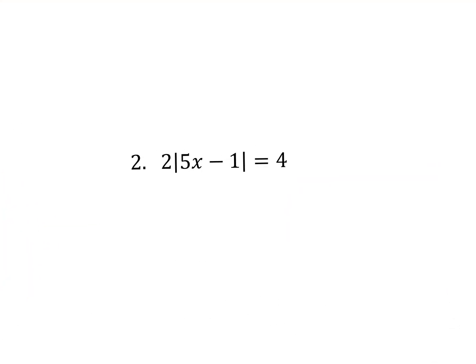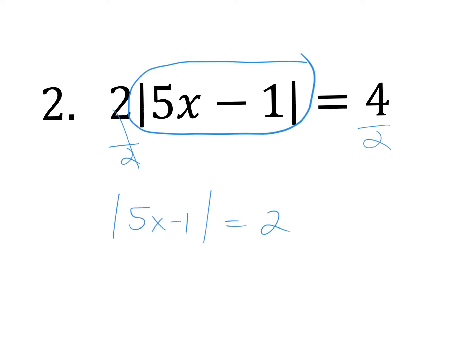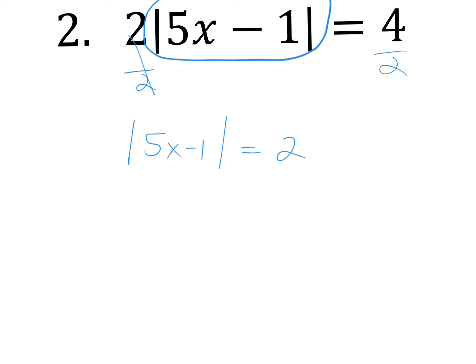Again, we want to isolate your absolute value. What do I have to do to get the absolute value all by itself? Divide by 2. Just divide both sides by 2. So the absolute value of 5x minus 1 equals 2. Now that your absolute value is by itself, we can split it up. 5x minus 1 equals 2. 5x minus 1 equals negative 2.